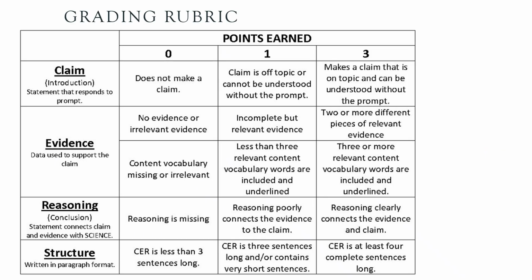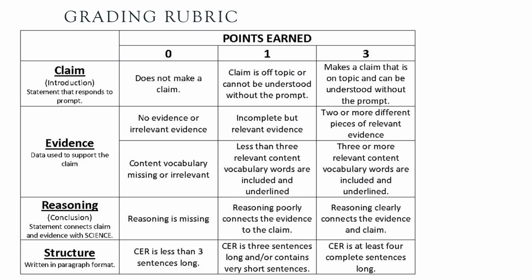So, grading rubrics typically look like this, right? Claim: 0 points, doesn't make a claim. 1 point, claim is off topic or cannot be understood without the prompt. And then 3, makes a claim that is on topic and can be understood without the prompt.